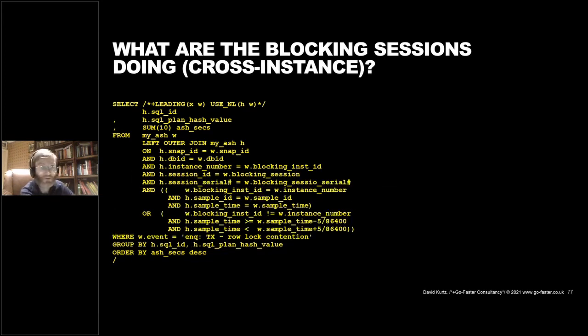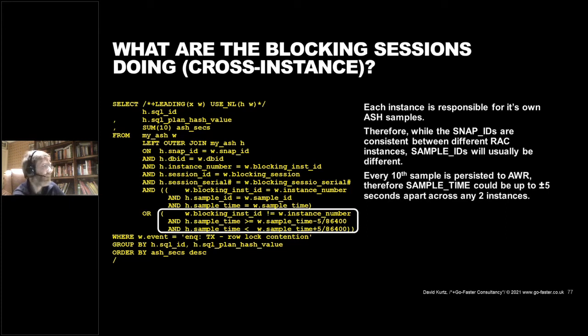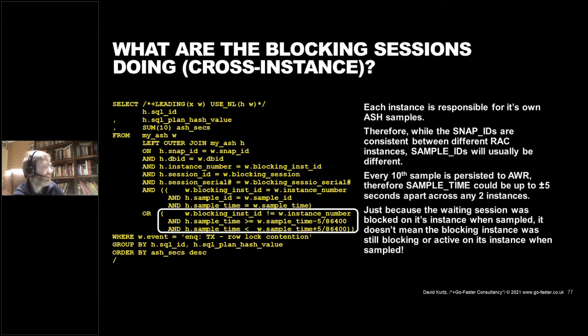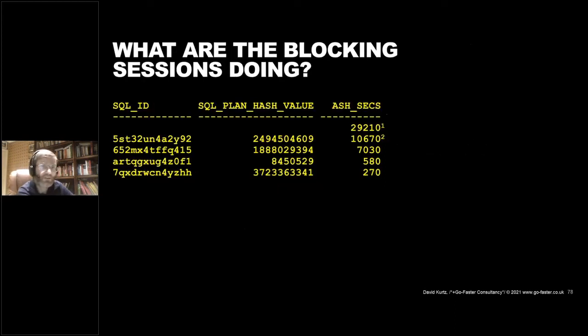And if I'm doing it cross-instance, I have to be a little careful because the timestamps on the ASH events may be different on different RAC instances. So they're only going to be accurate to within 5 seconds, plus or minus 5 because it's a 10-second interval. And I can find the same profile blocking, find the blocking instance. And that will give me an idea of what's going on.